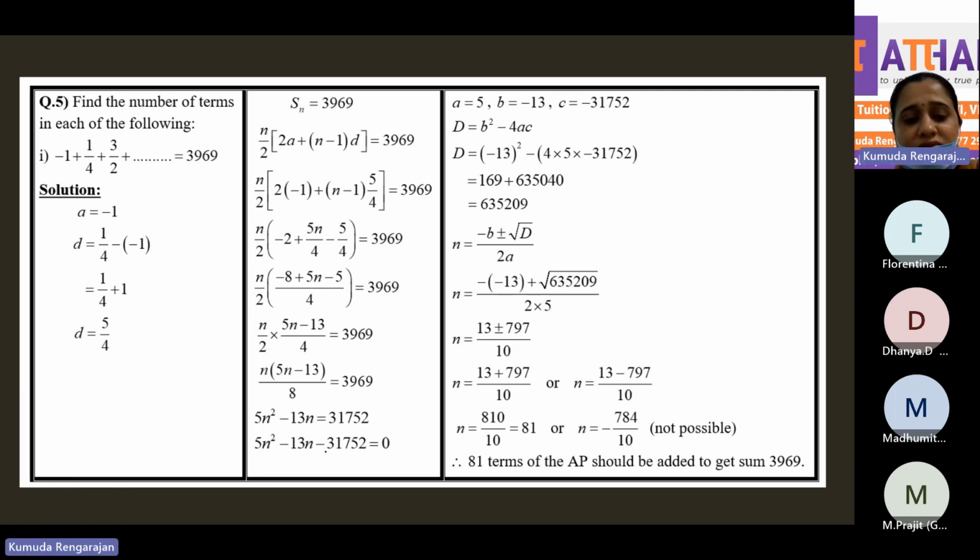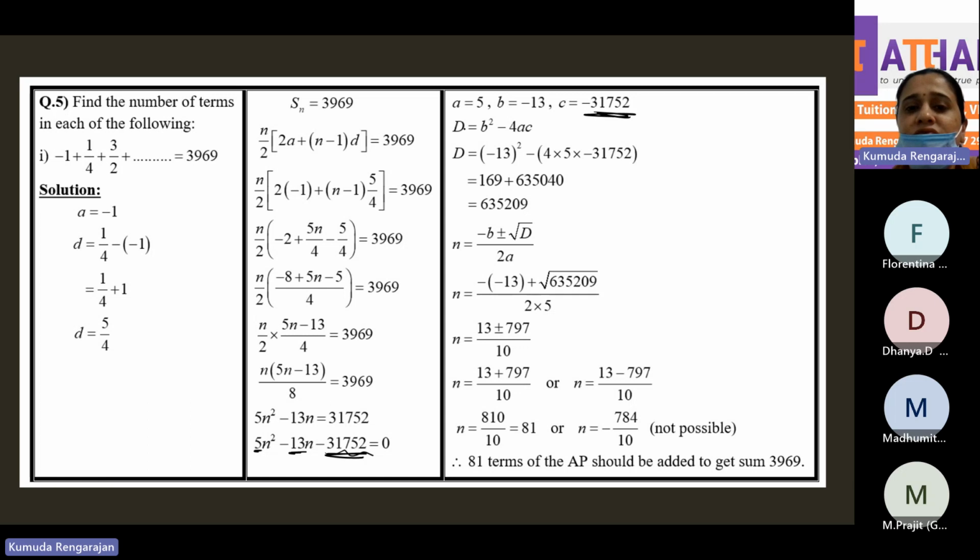Now, you know, the number is too large to split the middle term. To solve this by splitting the middle term, the numbers are really large. It's difficult to find the two numbers. So you can use the quadratic formula. You've learned this in school, right? So we all know the quadratic formula. So A is 5, B is minus 13, and C is minus 31752.